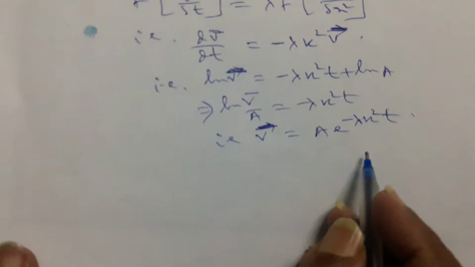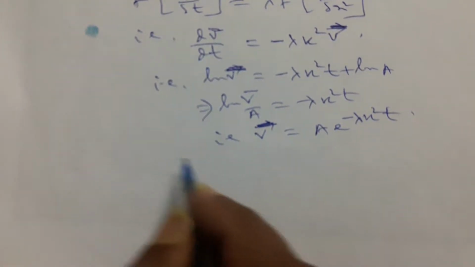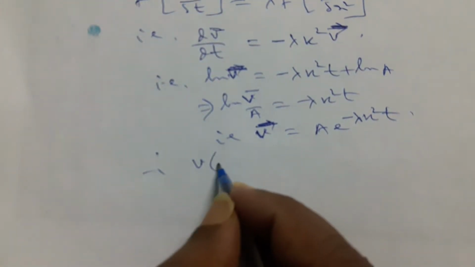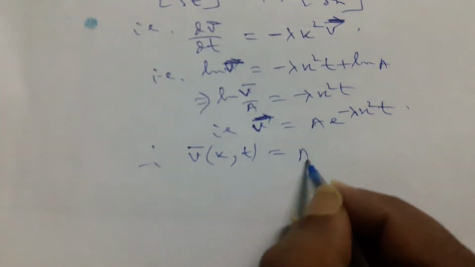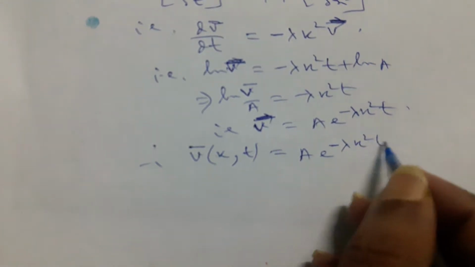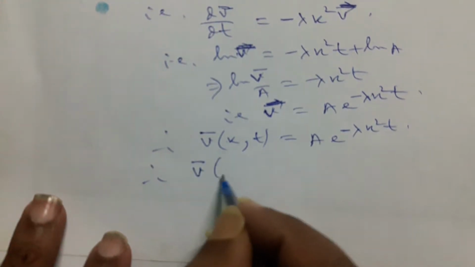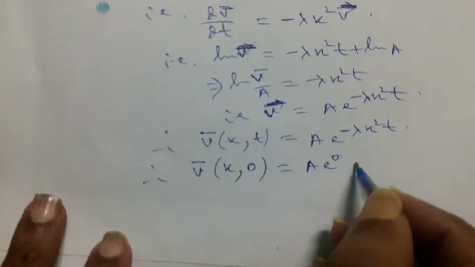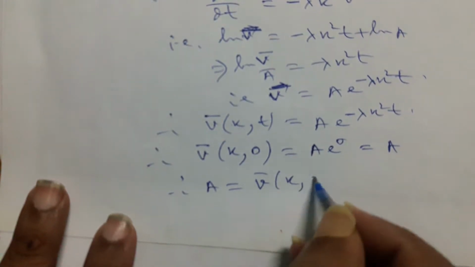Now here V bar of k,t will be A e to the power minus λ k² t. Therefore V bar of k,0, if we put t equals 0, then it will be A into e to the power 0, that is A. So we find A is equal to V bar of k,0.